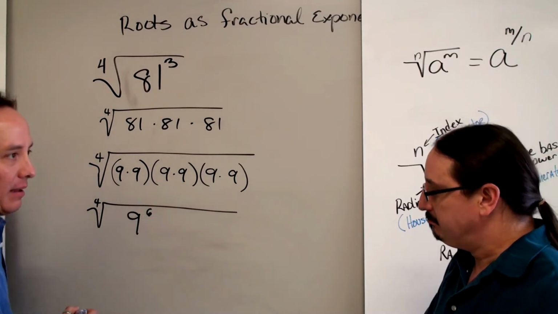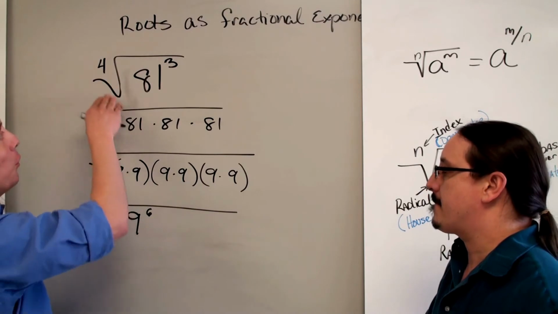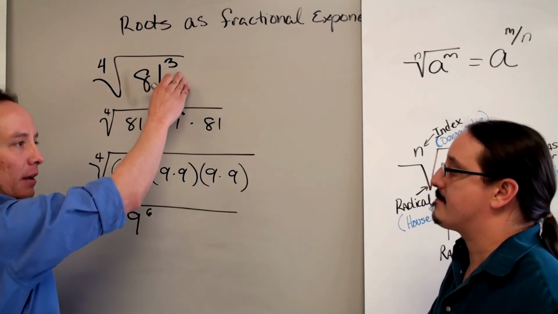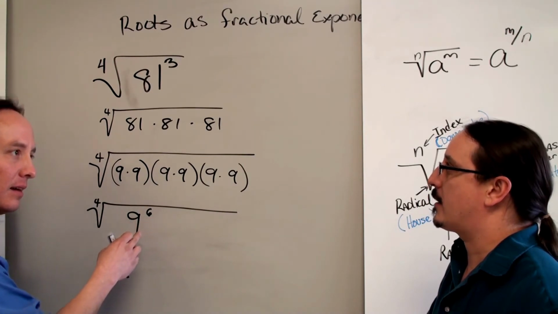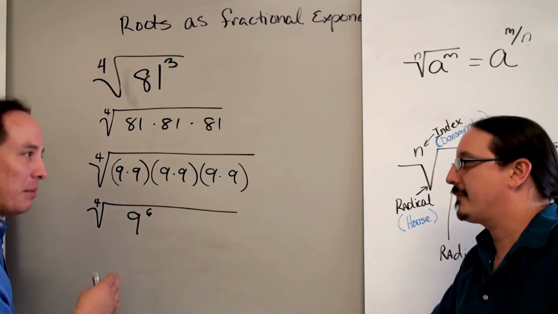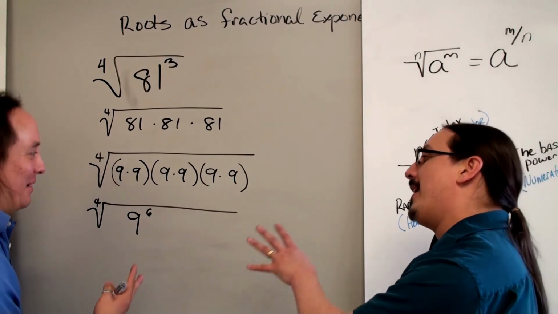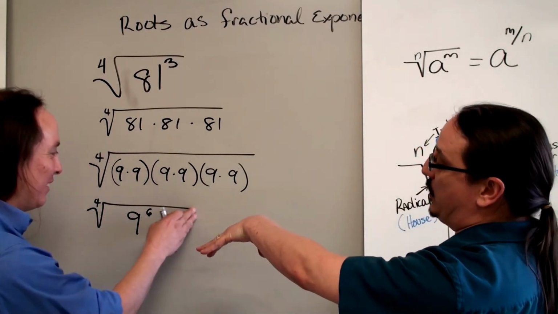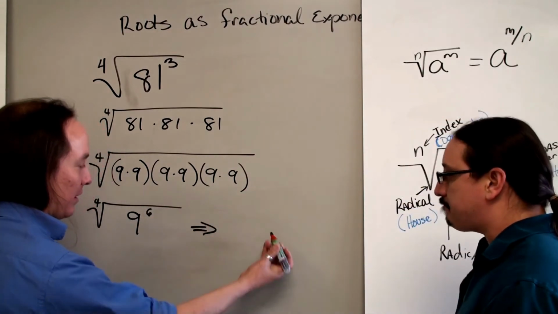I could say that. So in other words, the fourth root of 81 to the 3rd can also be expressed as the fourth root of 9 to the 6th. Correct. Okay, now what am I supposed to do with this? Finish this one out. Where am I going? Turn this into a fractional exponent. Okay, so I'm going to go straight over this way.